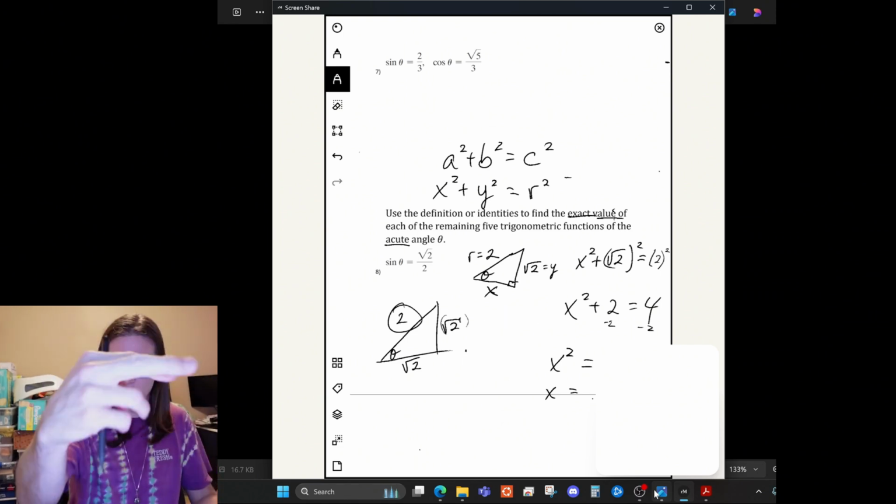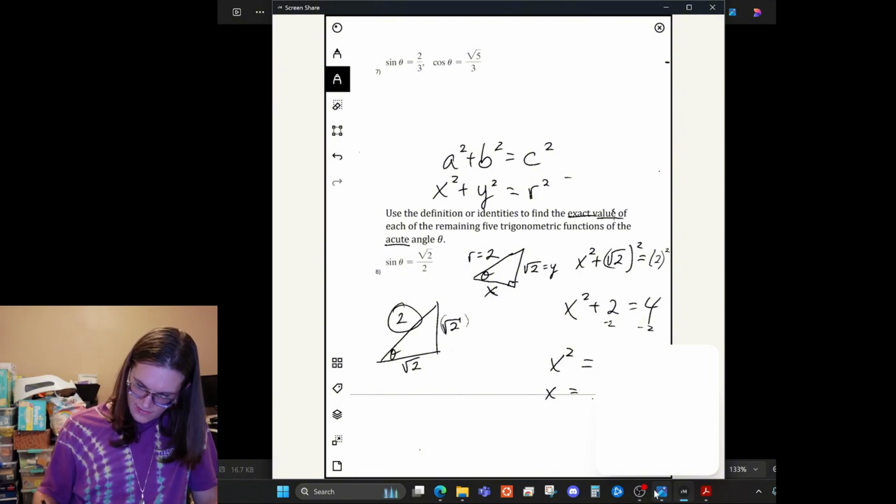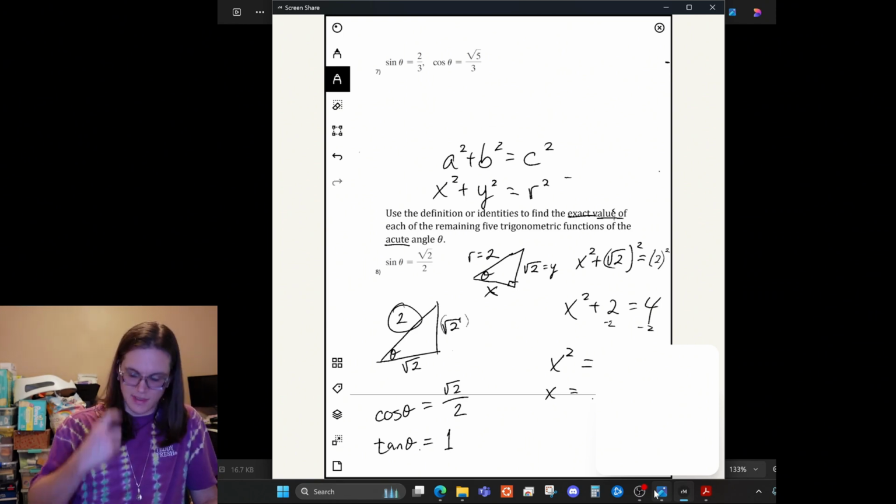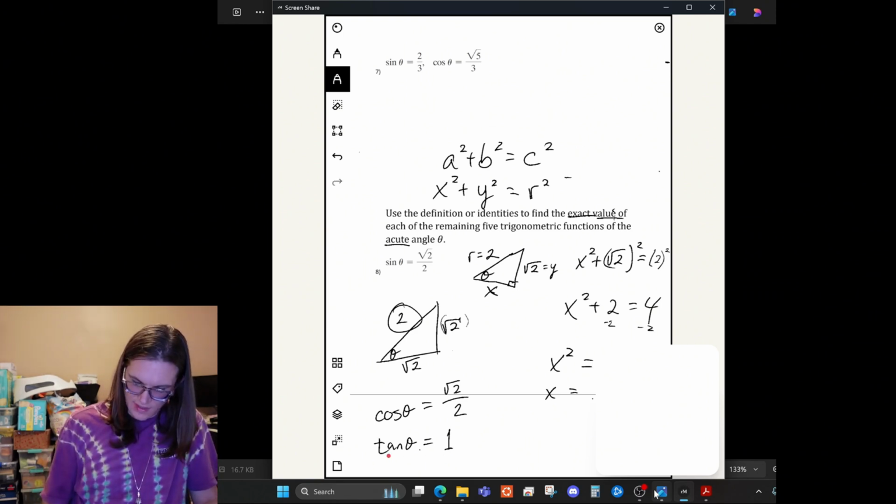Might cut that little bit that was in the side, that's pointless. And then that's it. You can just write the rest. Cosine is adjacent over hypotenuse. Tangent is 1 because it's this over this. And that always rings true to me, that tangent of theta. I know what the angle theta is too. It should be 45 degrees.